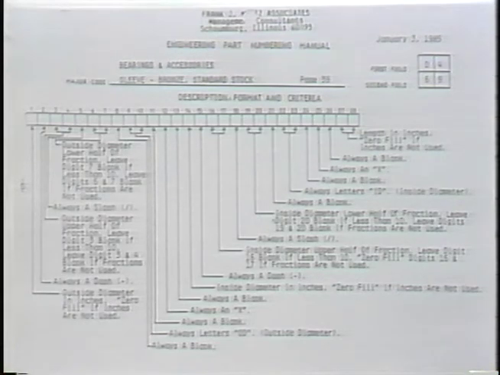The first digit, outside diameter in inches, okay, zero fill of inches is not used. The second field, coming down with that arrow at the bottom left, is always a dash. The third and fourth field, coming down, says outside diameter, upper half of fraction. Leave digit 3 blank if less than 10. Leave digits 3 and 4 blank if fractions are not used. So in this case, we're not zero filling, but we're leaving it blank.